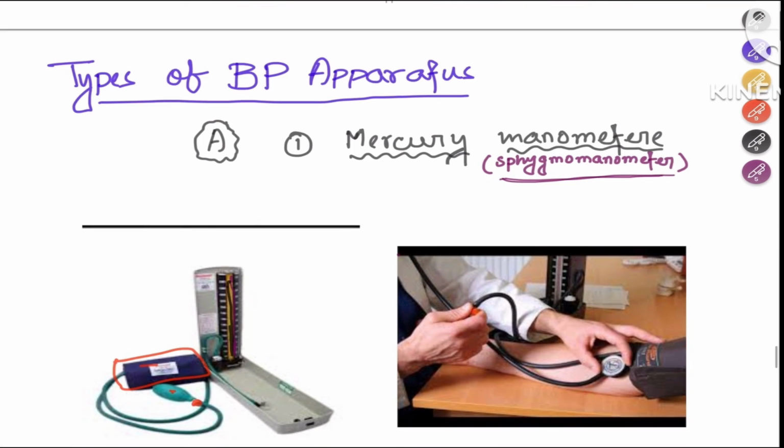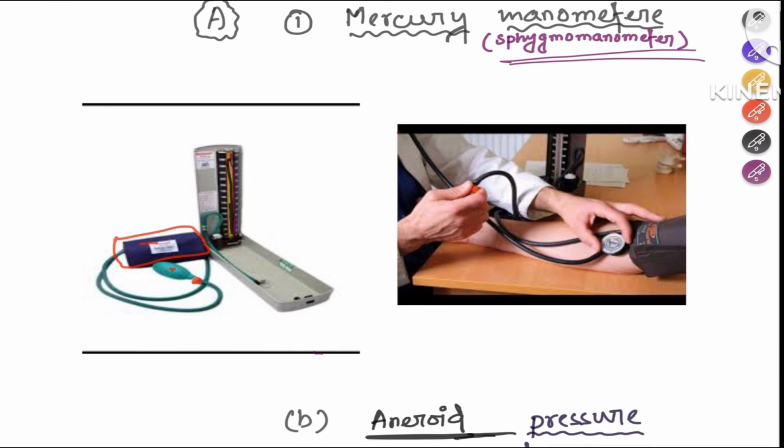Okay. Next we'll see the types of BP apparatus. The first one is the mercury manometer, or sphygmomanometer, commonly known as a sphygmomanometer. Most people call it the sphygmomanometer. It has three parts: one is the BP cuff, another is the BP box, and we have the mercury scale, and here is the valve.